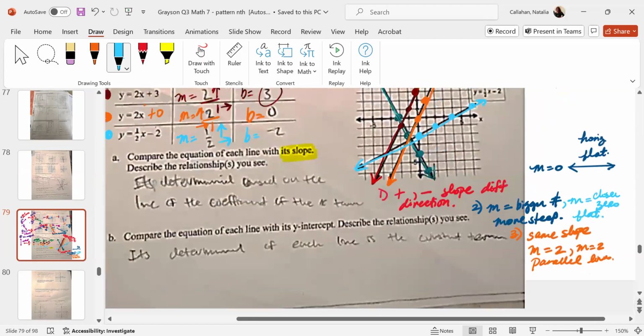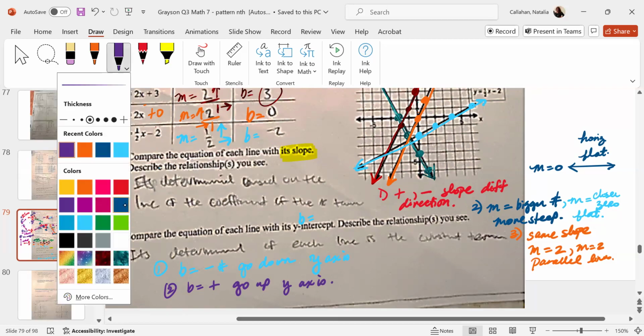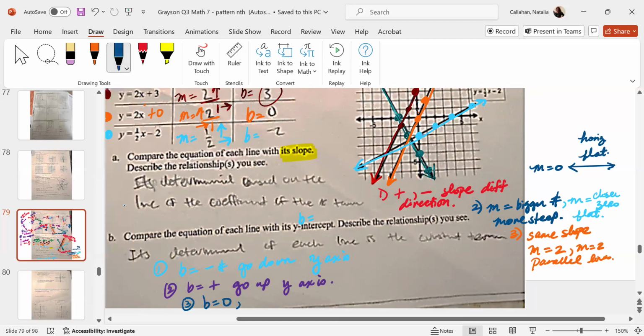B, compare the equation of each one with y-intercept. The y-intercept is B, correct? Okay, if B is a negative number, you go down the y-axis, right? If B is a positive number, you go up the y-axis, correct? And the last one is, if B is at 0, you start where? Origin. Yeah, those are the only three things. Okay.